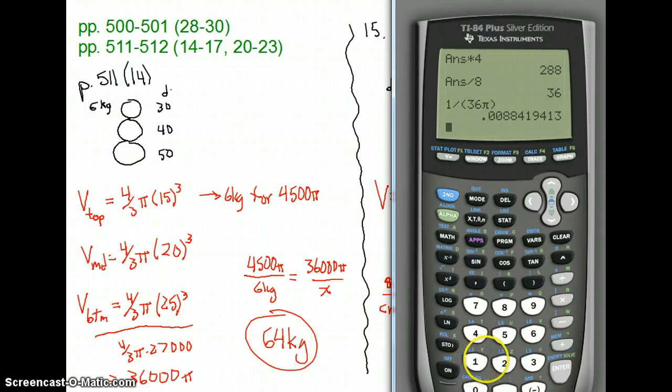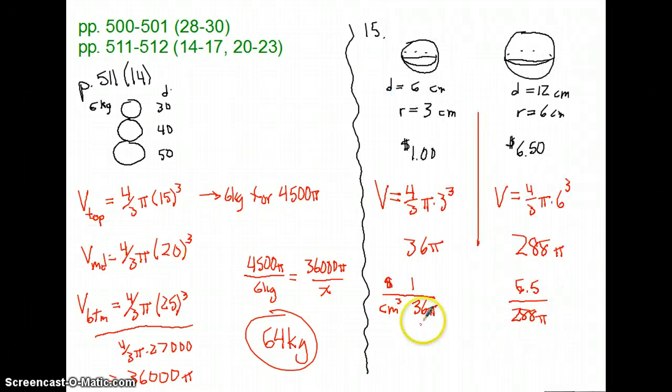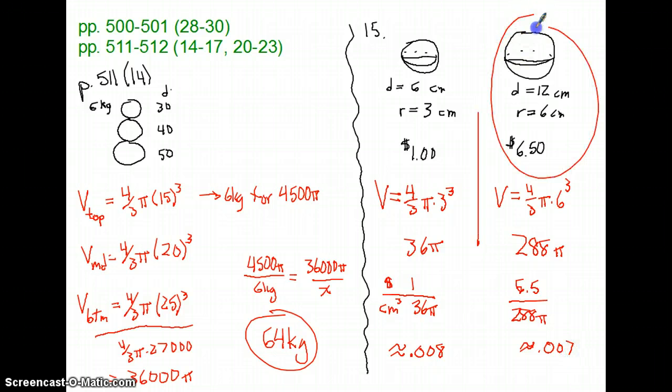The other one is 6.50 divided by 288 pi cubic centimeters. And that one turns out to be, having my pi, there we go, this one is cheaper. This one's like 0.8 cents per cubic centimeter. This was 0.7 cents. So 0.008, 0.007. $0.008 per cubic centimeter, and this one's 0.007. So any way you do it, that's the better deal.